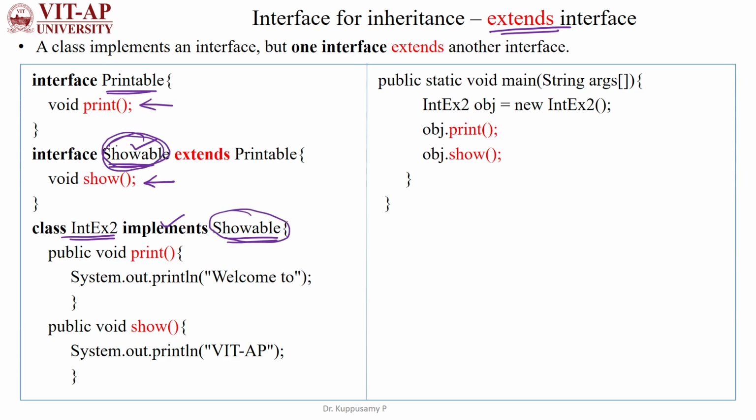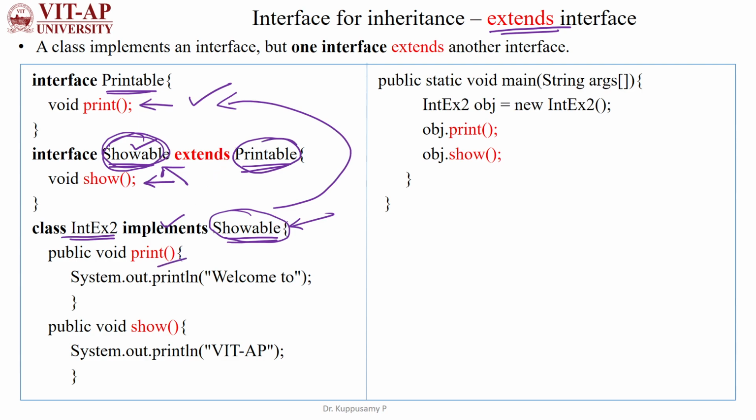Okay, the child interface is extending the parent interface Printable. Once you implement the child interface, that is sufficient to get the features of its parent interface. So here we are implementing the Showable interface, and through this it is accessing the features of its parent interface Printable.